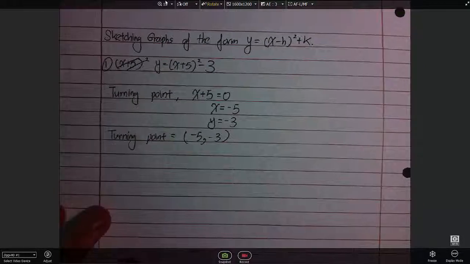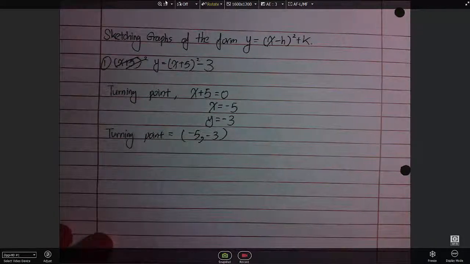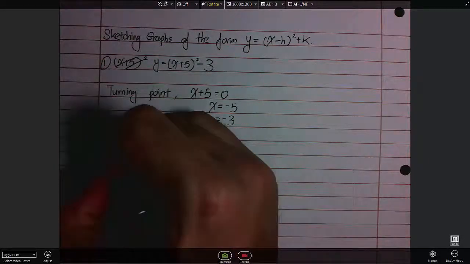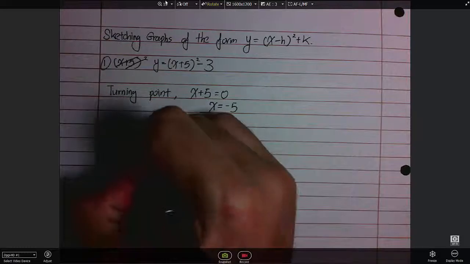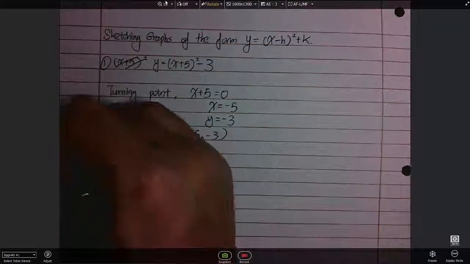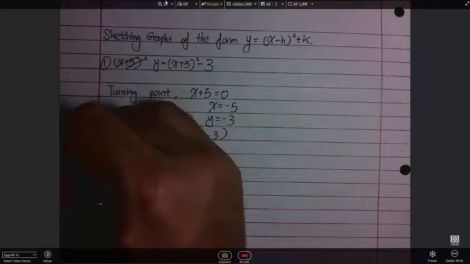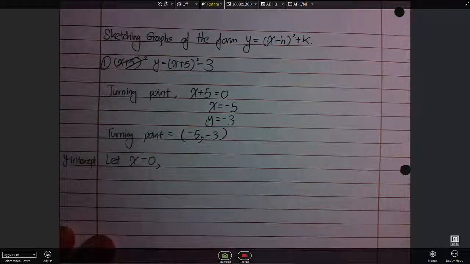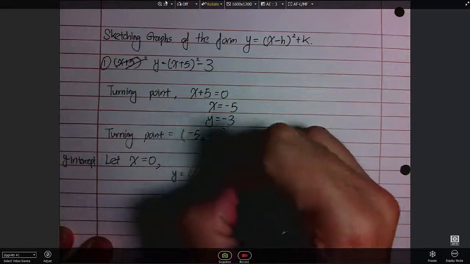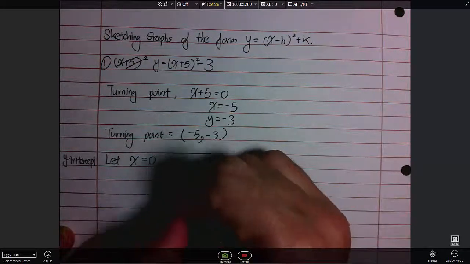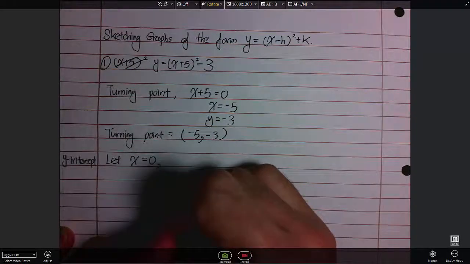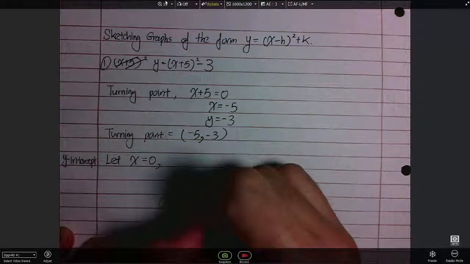The next piece of information that we need is the y-intercept. For the y-intercept, we let the x value be equal to 0. So y equals 0 plus 5 squared minus 3. My y value is 22, so the y-intercept is 0, 22.